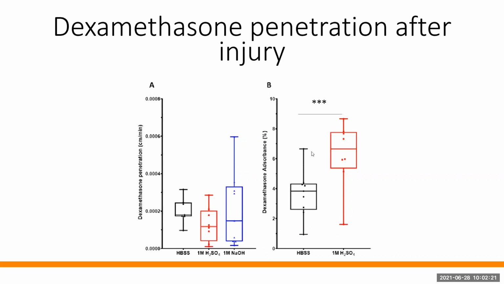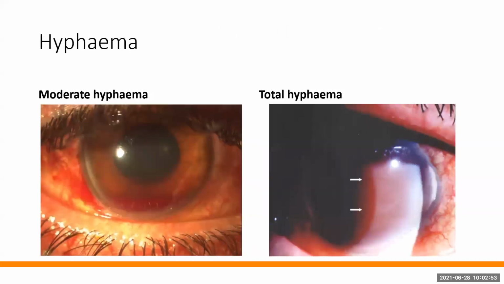But the amount of dexamethasone that sticks to the cornea is actually increased after acid injury. So it's worth thinking about this in terms of, as I showed you previously, we often look at antibiotic or other drug penetration in normal physiology, but actually in the pathology we're dealing with, in the conditions we're dealing with, inflammations and injuries, that can affect the delivery of drugs.